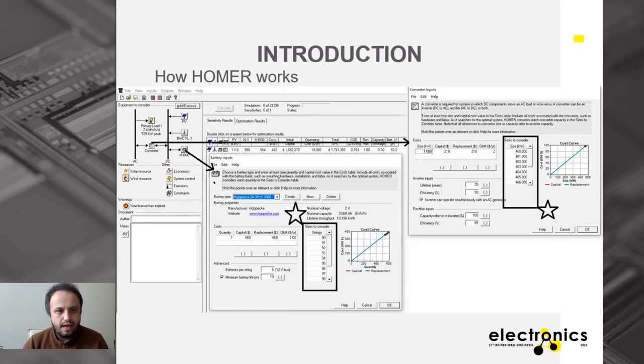And again, for batteries, converters, and other sources, we add price information and sizes to consider for optimization. This is the search space generation. Once the search spaces are generated, Homer selects the most optimum components from this search space.